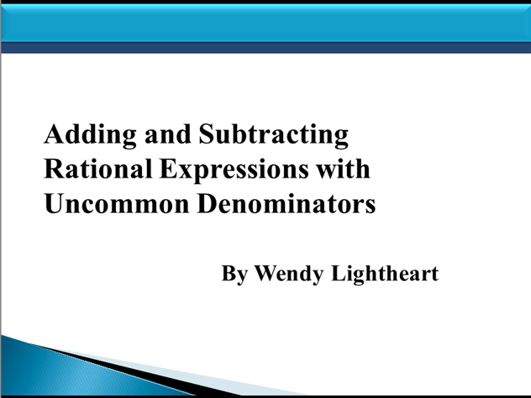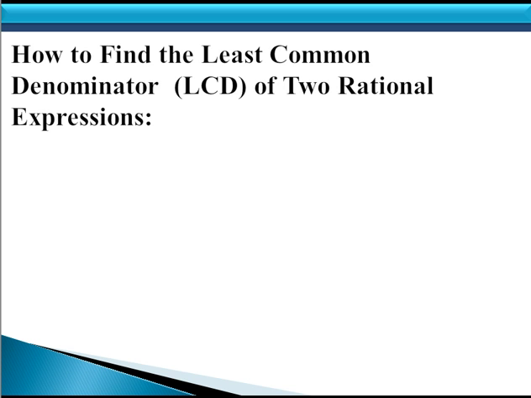Today we're going to be looking at how to add and subtract rational expressions that have uncommon denominators. So remember that when we add or subtract fractions that do not have the same denominator, the first thing we need to do is find the least common denominator. First we're just going to go through the steps on how to find the least common denominator, or LCD, of two rational expressions. The first step is to factor each denominator completely. The reason for this is that we are going to build the least common denominator using those factors.